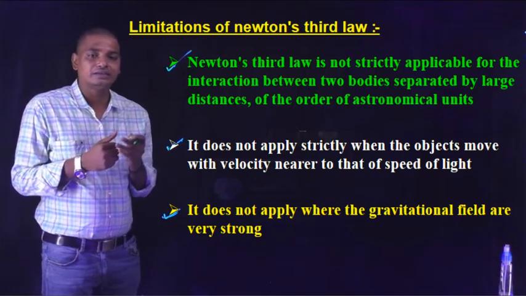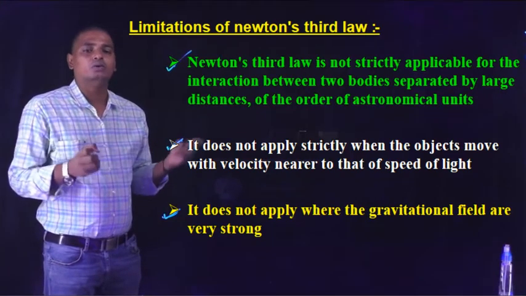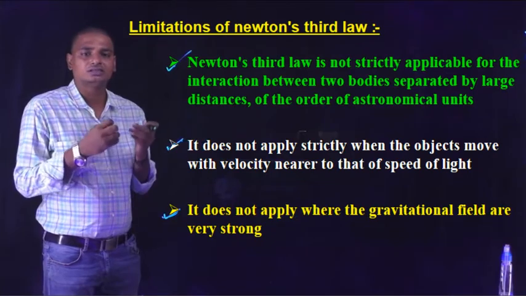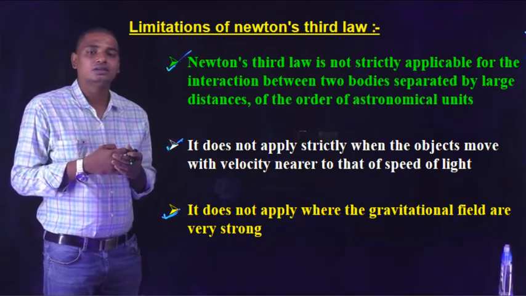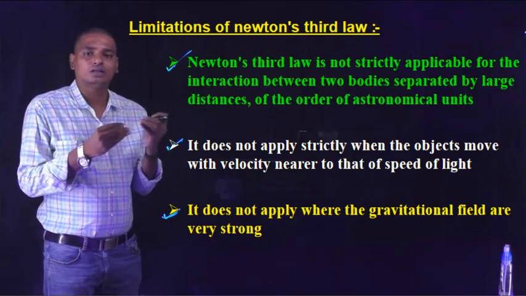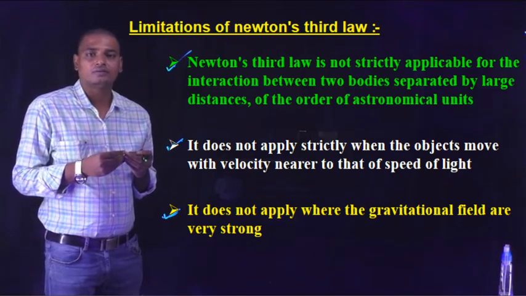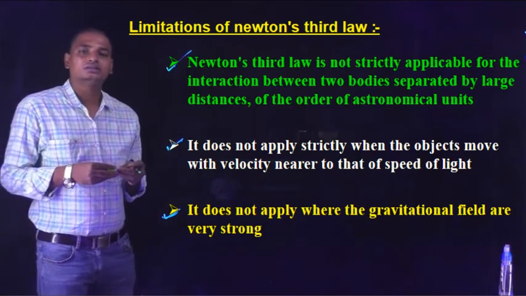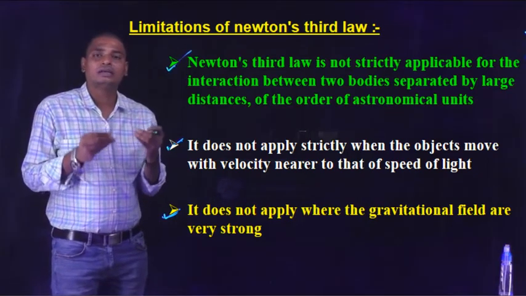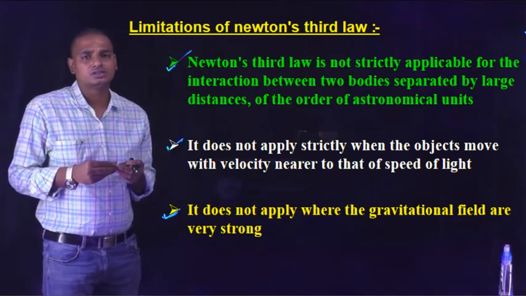So the first one is if the distance is much larger between the two bodies, that is in astronomical units. The second one is if the bodies are moving with a velocity nearer to the velocity of light, Newton's third law cannot be applicable. And the third one is it cannot be applicable where the gravitational fields are very strong.